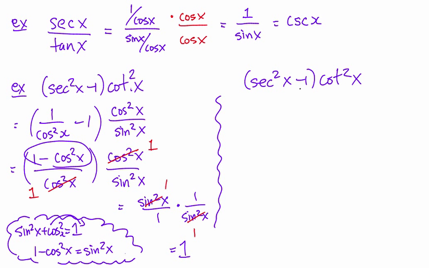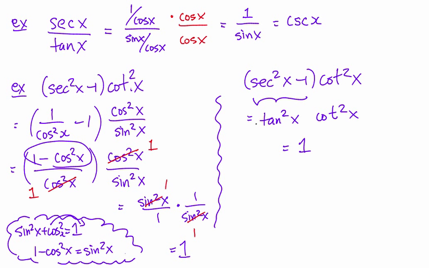Let's take a look at this one, secant squared x minus 1. Oh, wait a sec, don't we have a Pythagorean identity for that? So if you check back in the notes, this part here is equal to tan squared. And tan squared x times cotan squared x, these are reciprocals of each other. So tan times cotan all cancel out.